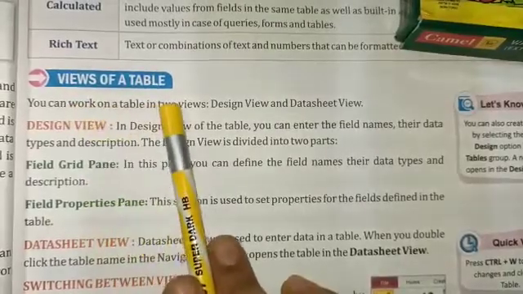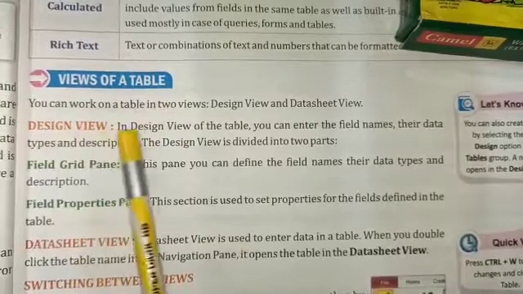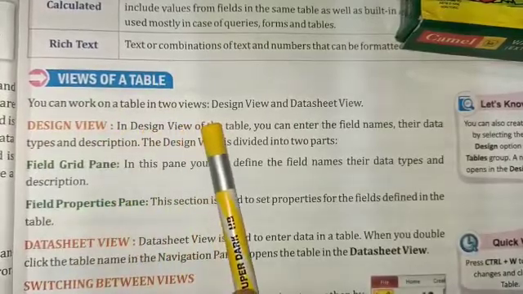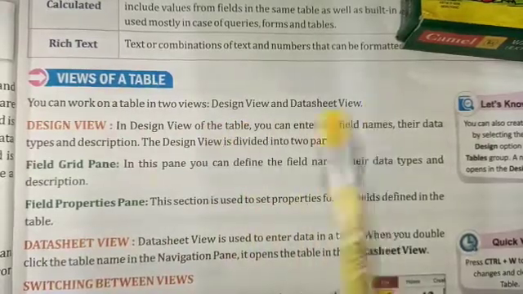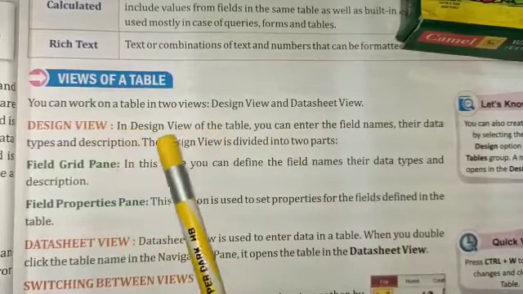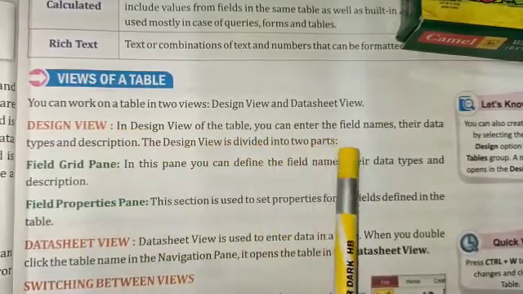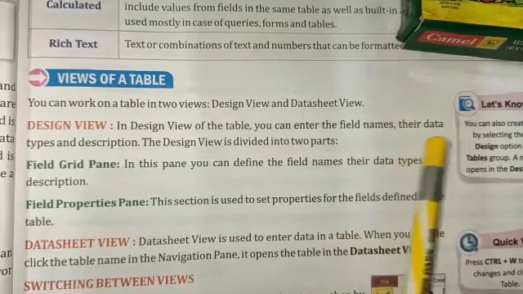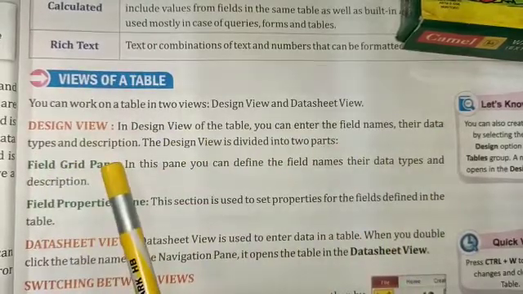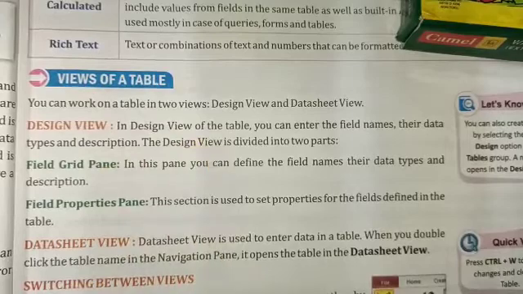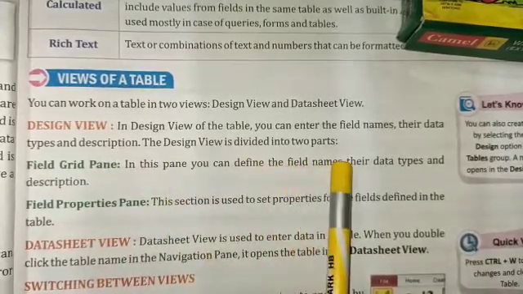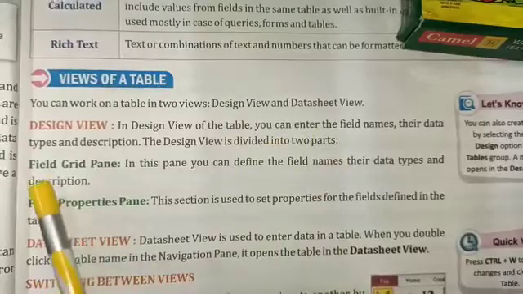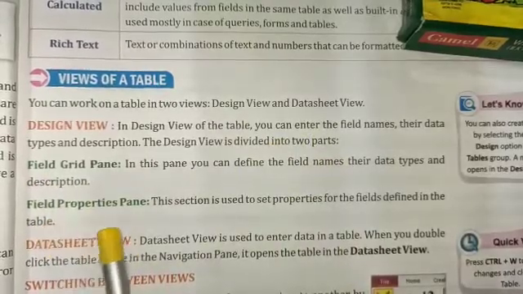Next, views of a table. You can work on a table in two different views, design view and datasheet view. Design view. In design view of the table, you can enter the field names, their data types and description. The design view is divided into two parts: field grid pane and field properties pane.